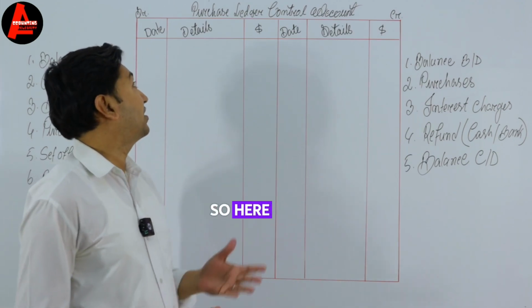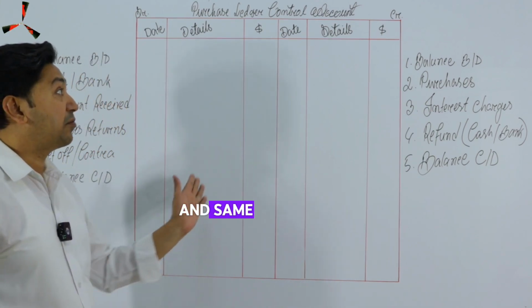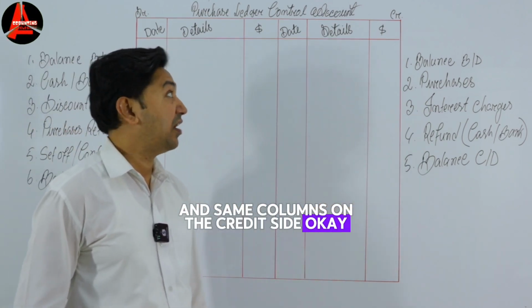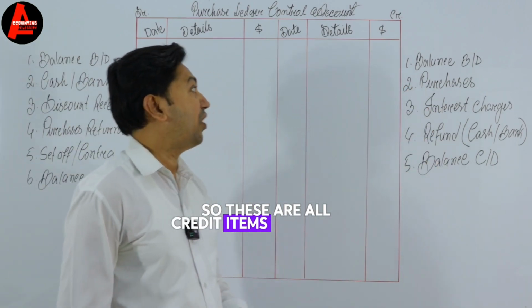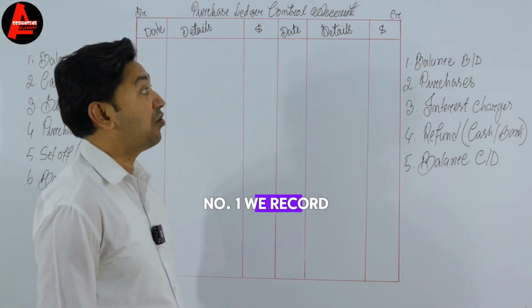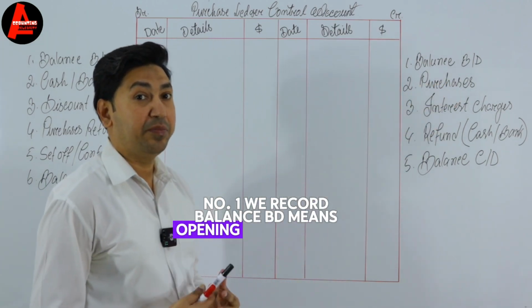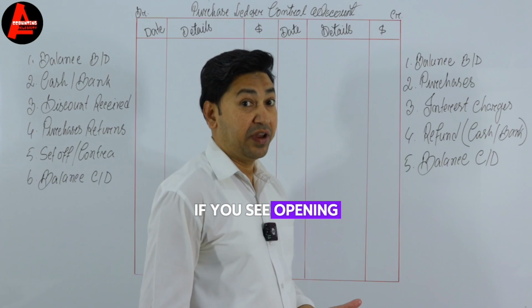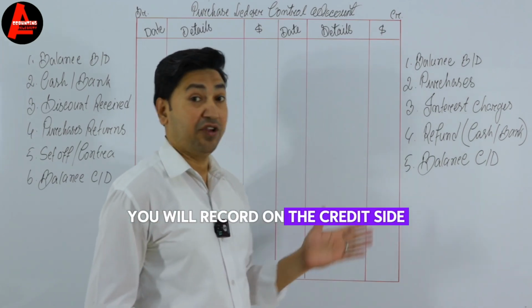Okay, so this is the format you see: date, detail and dollar column on the debit side and the same columns on the credit side. These are our credit items. What items? Number one, we record balance BD, meaning opening balance. If you see opening balance in the question, you will record it on the credit side.